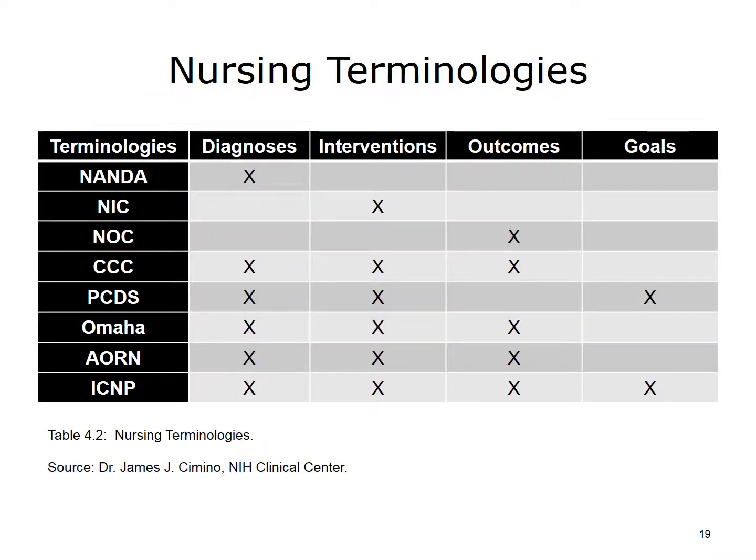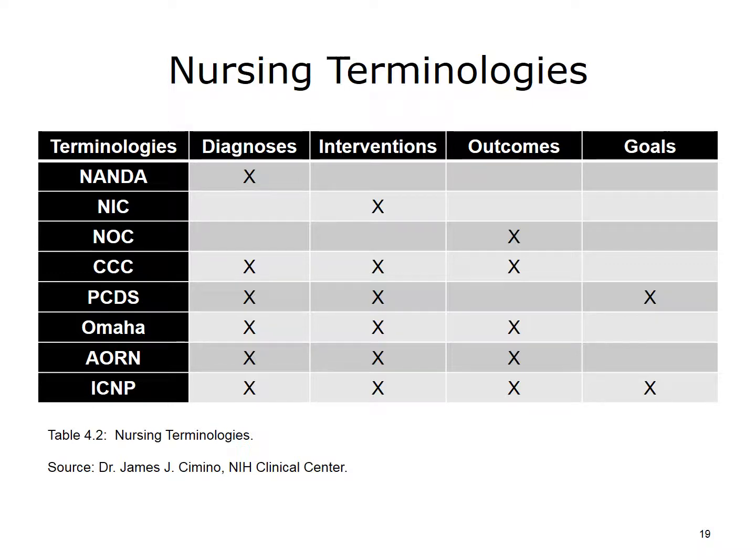Slide 19. This table shows the overlaps across the various concepts among the different nursing terminologies. The International Classification of Nursing Practice covers all of the categories. You might ask, why don't these terminology sets merge into a single system? The answer is the same for most terminologies: political and financial.